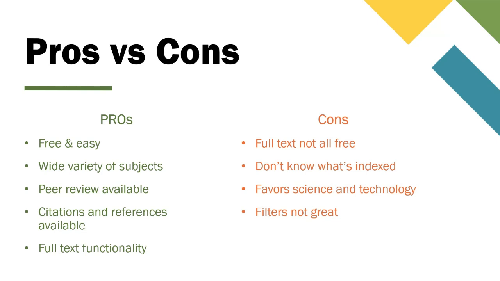Not all of the full text is going to be free, and you may be redirected to pay-per-view publisher sites. Google has not shared its indexing criteria, so we don't know what's being searched, and it favors the sciences and technology over other disciplines. And there are very limited sorting and filtering options available, making it hard to manage your results compared to other databases.